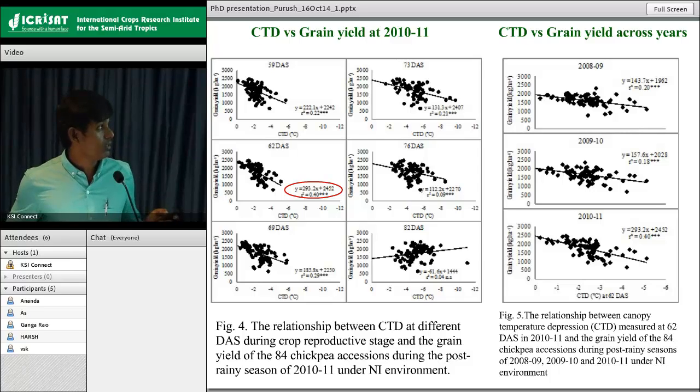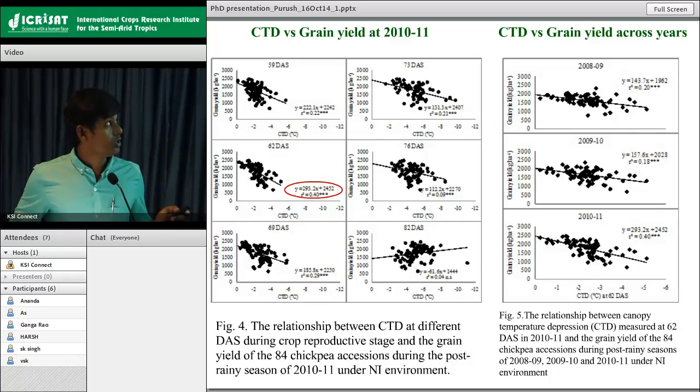The relationship between CTD and grain yield was measured at the reproductive stage, from 59 days after sowing to 82. There was a close association between CTD and grain yield across all the stages. It was positive, and it became non-significant at 82 days after sowing. Though all the regression values are positive, CTD measured at 62 days after sowing explained a significant 40% of yield variation under drought stress condition.